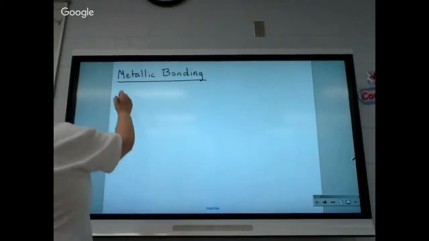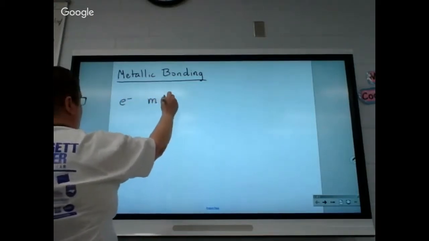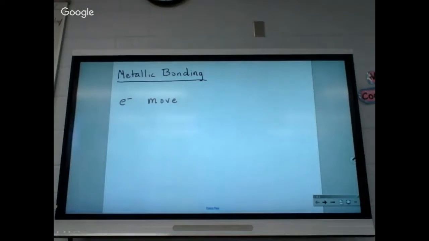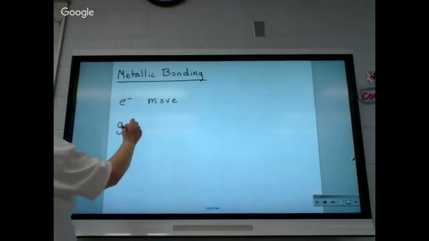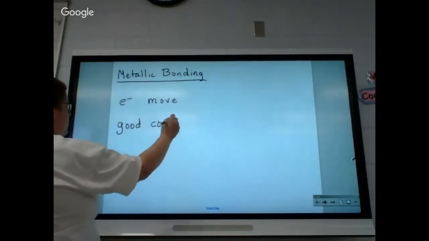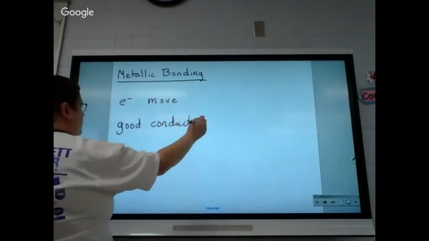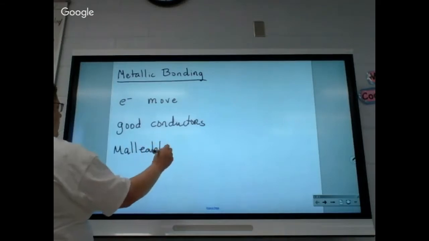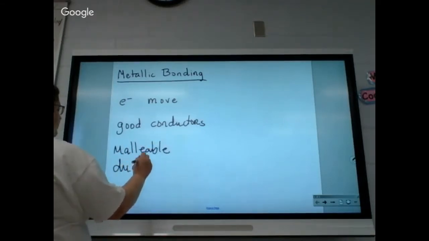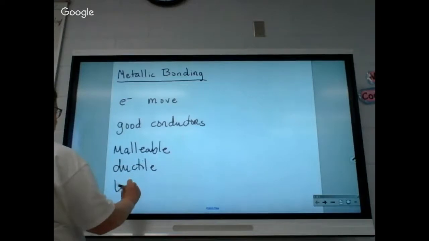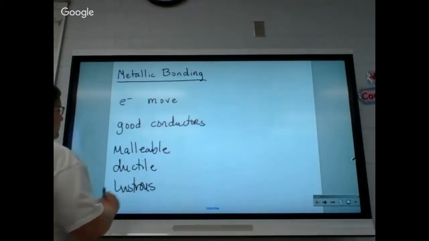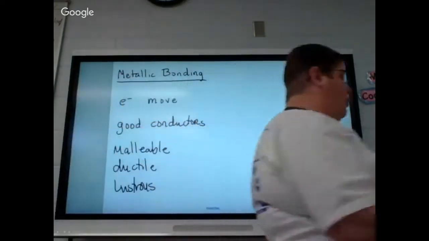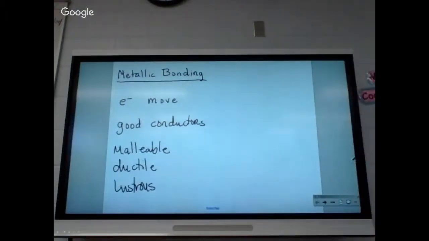All right, so the electrons move. What else do metallic bonds do that will be different from ionic and covalent? They're good conductors. They're malleable. They're ductile. They're lustrous. Now, do we remember what those words mean? Malleable means what? Rolled into sheets, okay?